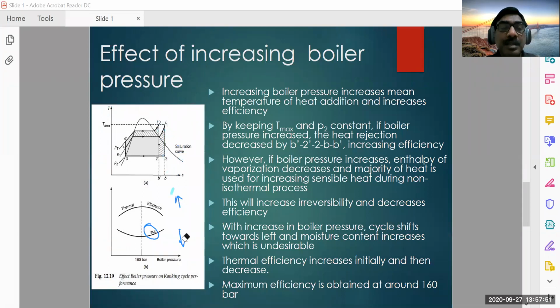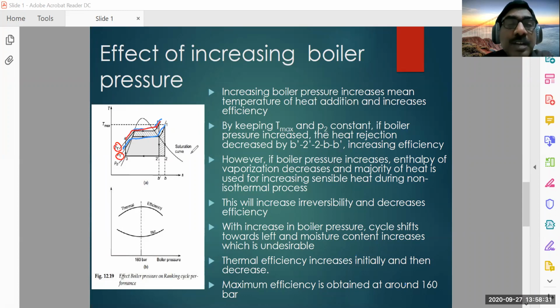The third one is the effect of increasing boiler pressure. So what is the boiler pressure here? This is the boiler pressure. This is the original process. You assume this is the original process, and this is the increase in the boiler pressure. The original pressure is P1. The pressure is increased to P1 dash.